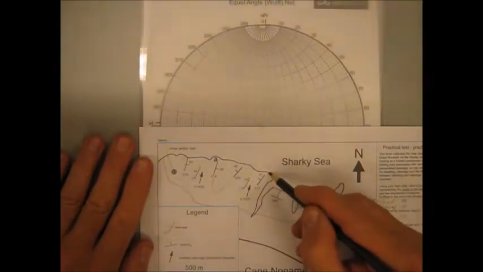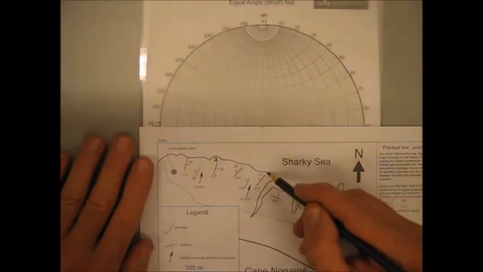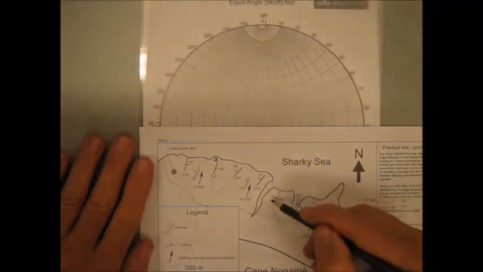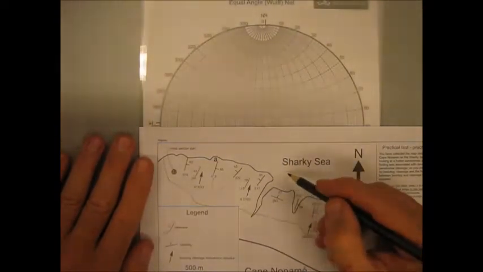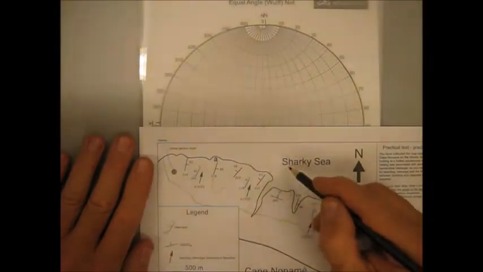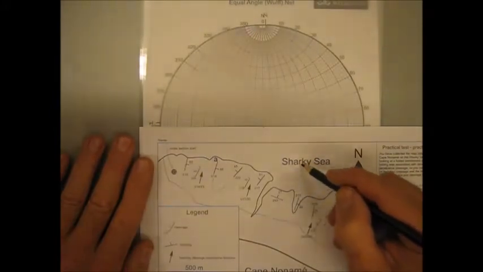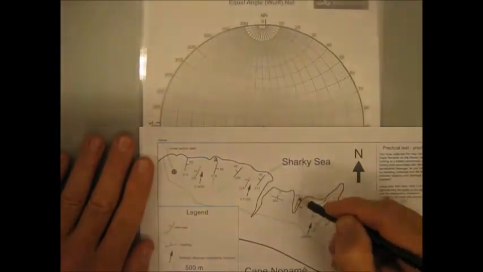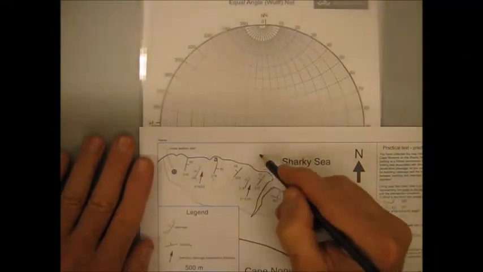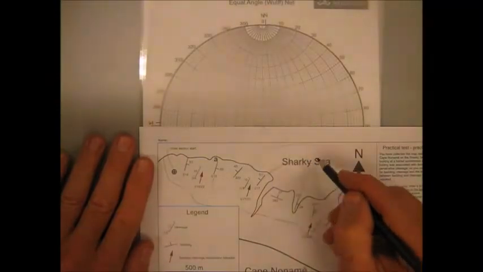You can see as you come across here that there is one bedding measurement that's in the hinge of the fold, and then the bedding reverses again. Okay, so it's steep on this side. Alright, so I can mark in the form of the fold like this.